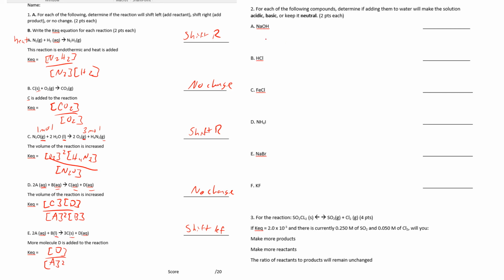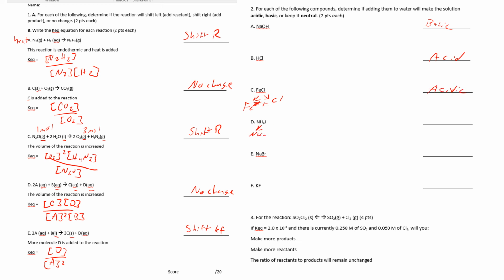Alright, acid, basic, or neutral. NaOH, that's a strong base. So it's basic. Hydrochloric acid is an acid. Alright, iron chloride. Cl, not a base. Iron is a metal, so that's a, well, this is 1 plus. So that is acidic.